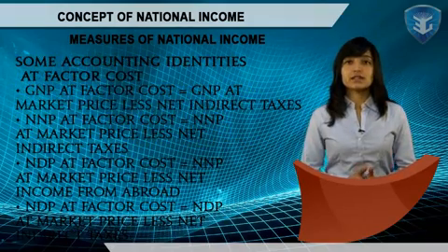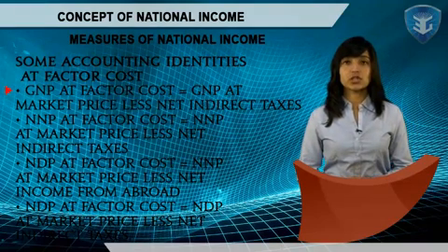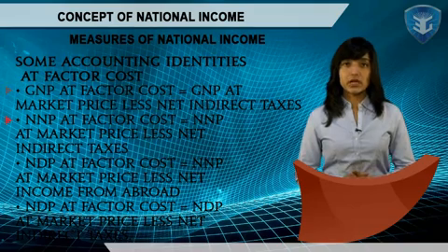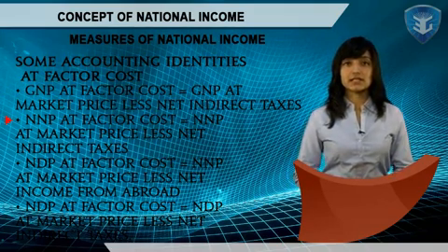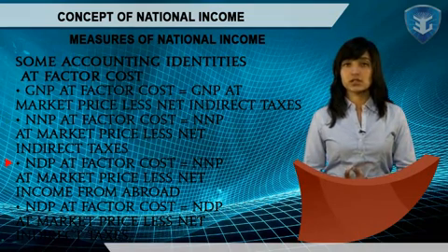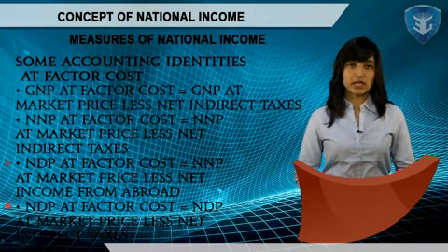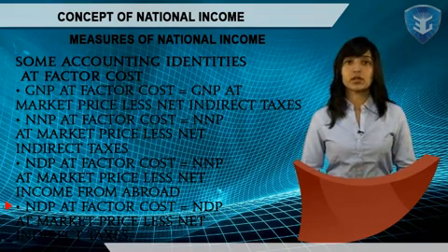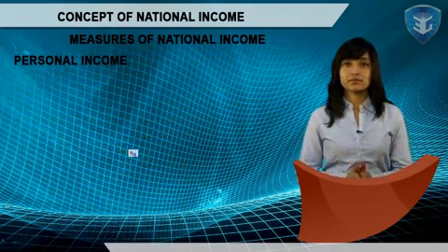Some accounting identities at factor cost. GNP at factor cost is equal to GNP at market price less net indirect taxes. NNP at factor cost is equal to NNP at market price less net indirect taxes. NDP at factor cost is equal to NNP at market price less net income from abroad. NDP at factor cost is equal to NDP at market price less net indirect taxes.